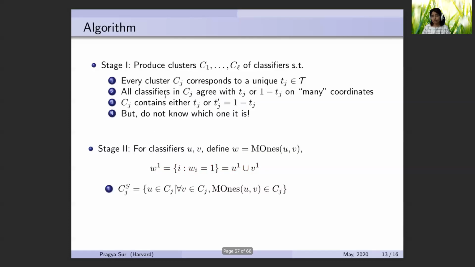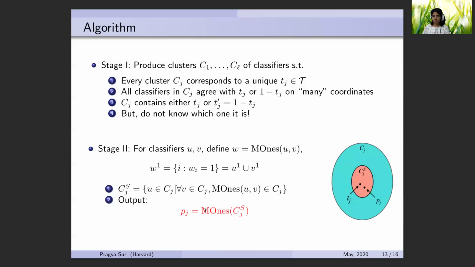Then from these original clusters, you produce subsets. How do we define these subsets? Fix an element from Cj, and then look at every other element from Cj, and see if merge once of this original element u with this other element v is also a member of Cj. So this is asking for closure under merge once for all of the other elements of Cj, and just produce a subset of classifiers of this form. And finally, we output a classifier which does merge once on the smaller subset.